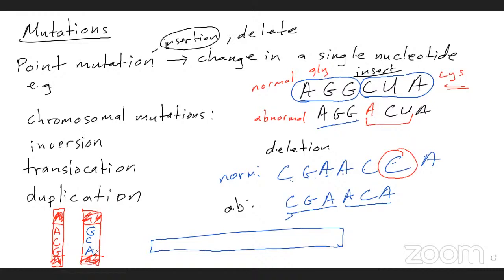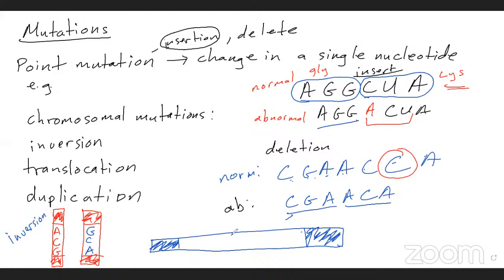Yes, sir. All right. For duplication, and then we do translocation. Sir, so the one in red is for inversion? These two are inversion. Yeah, it's showing inversion.